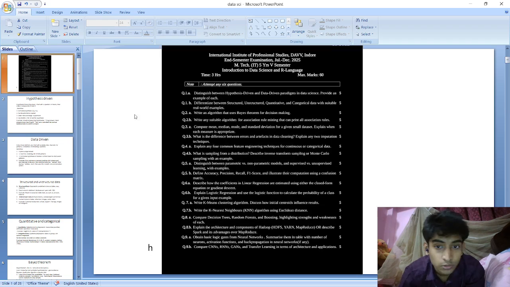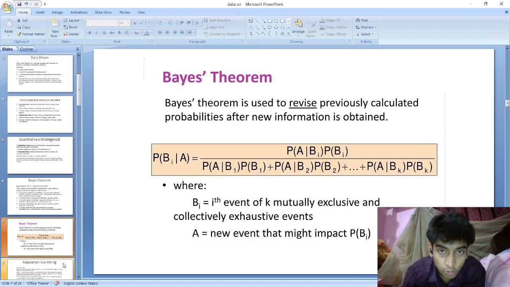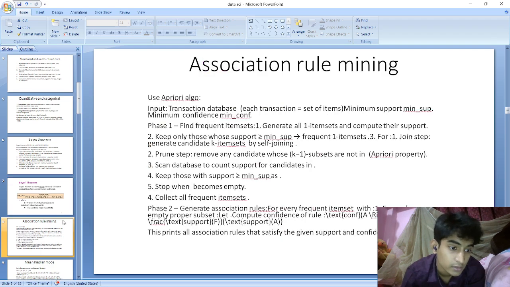Now let's see question 2, B part. Write any suitable algorithm for association rule mining that can print all association rules. So association rule mining, or Apriori, or market basket analysis. Here we try to figure out rules. So what is the algorithm? We have a database where each transaction is a set of items. We are given a minimum support and a minimum confidence level.